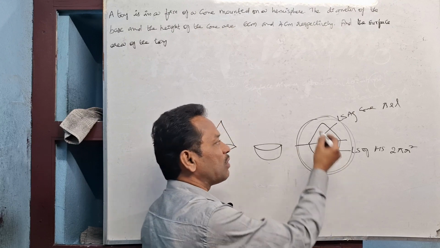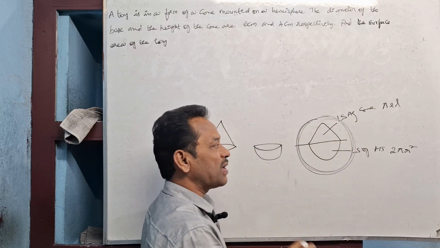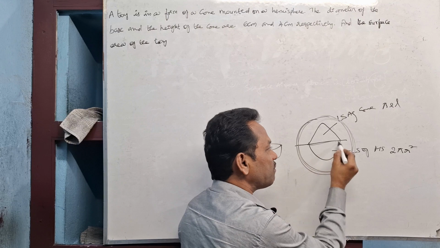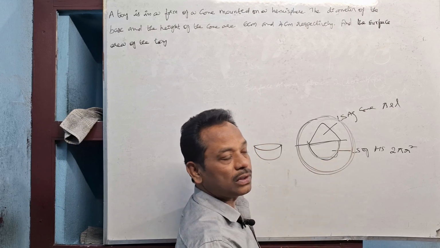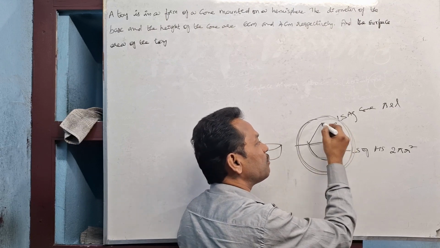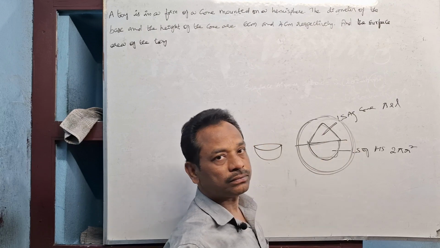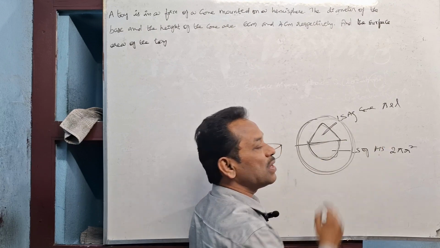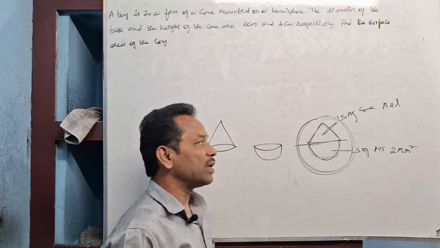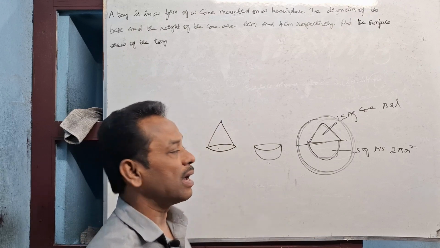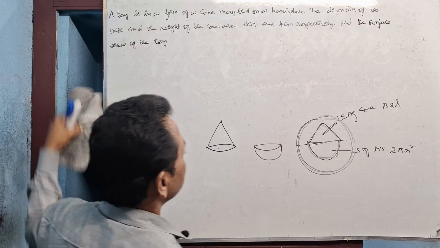I repeat, if you want the surface area of this toy, in the first step, you find the LSA of the hemisphere first. Then after that, you find the LSA of the cone. Once you get these two values, just add the two values, then you will get the surface area of that toy. Okay, now let us go for the sum.